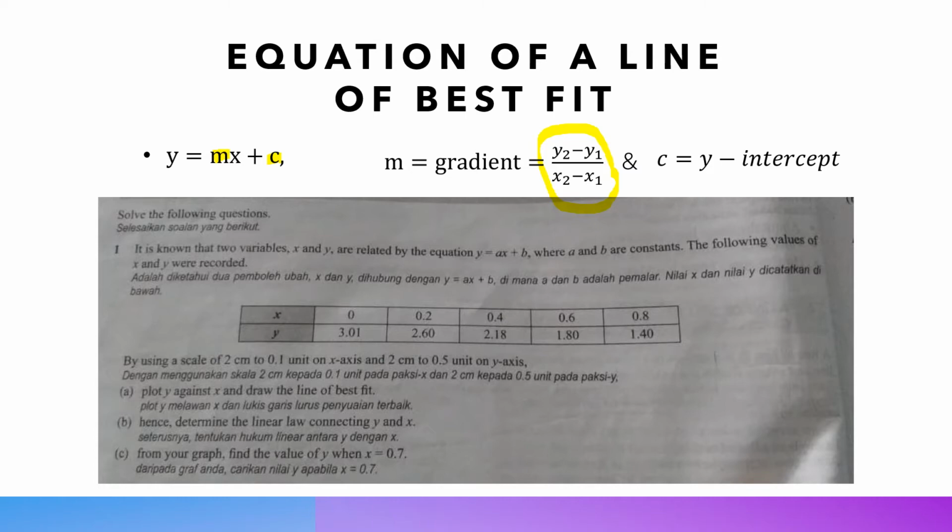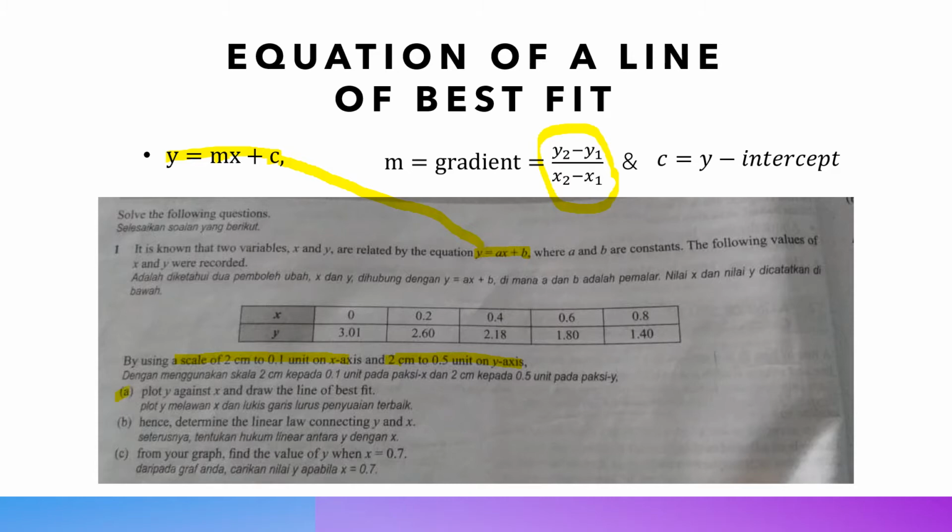Now you are given the equation y equal to ax plus b. It is actually the same as this equation; the difference is just that m is a and c is b. The question asks you to use a scale of 2 cm to 0.1 unit on the x-axis and 2 cm to 0.5 unit on the y-axis. These are all the points that you need to plot on the graph paper. We will read the question first and move right to the answer.